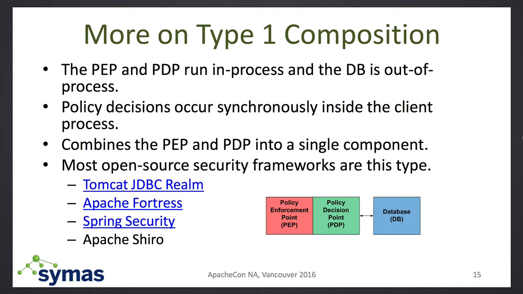And so, Tomcat JDBC Realm, any kind of Tomcat thing like that, so type 1. Apache Fortress, which is my pet project, that's a type 1. Apache Shiro, Spring Security, they're all type 1s.